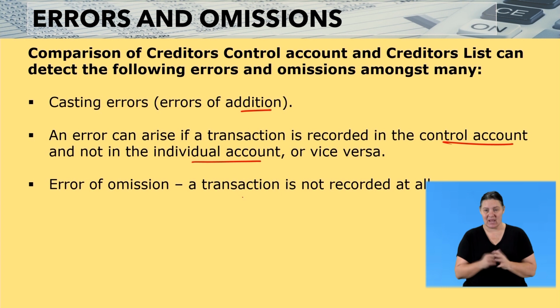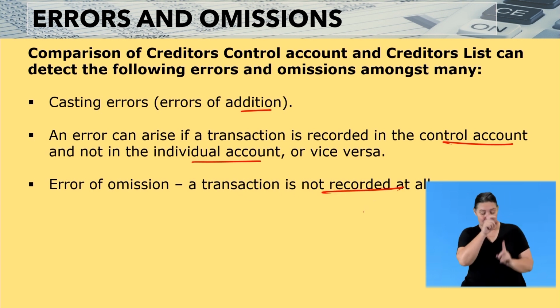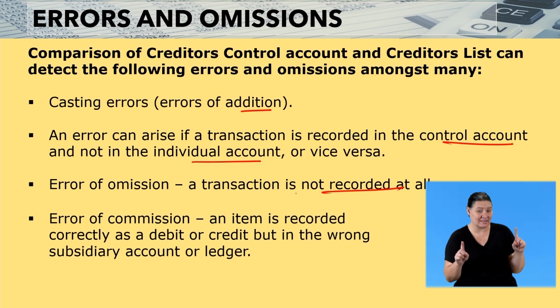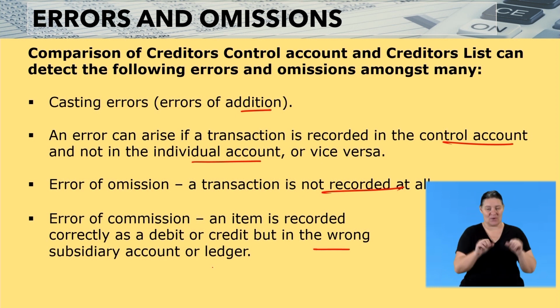Error of omission, a transaction is not recorded at all. Error of commission, an item is recorded correctly as a debit or credit, but in the wrong subsidiary account or ledger. In today's class, we will see these kinds of errors and we are going to correct them.